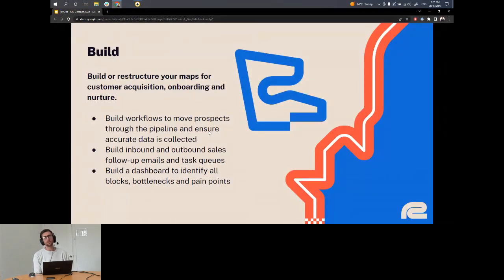So you've done all the hard thinking work. Now it's time to build. That includes any workflows to move prospects through the pipeline and ensure that accurate data is collected. Any inbound and outbound sales follow-up emails, task queues, sequences, and most importantly, setting up reporting dashboards to identify all blocks, bottlenecks, and pain points.